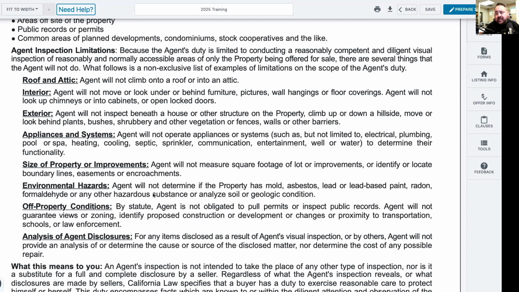Now, for those of you guys that have been on the classes that we've done with Robert Brand, which are fantastic when it comes to the AVID and your responsibility with your disclosure, he's given you lots of great tips on how to disclose what you see without calling it mold or mildew or anything like that. It's not our job to diagnose any of the issues. Okay, so here's a list of all the things that we don't do.